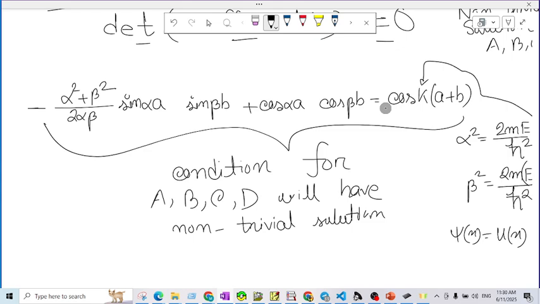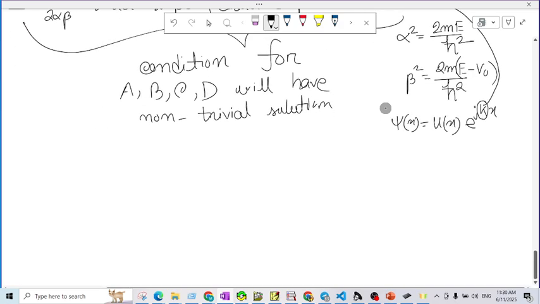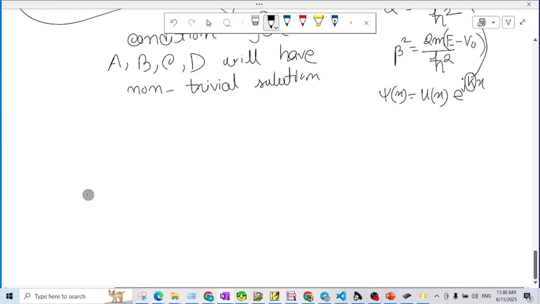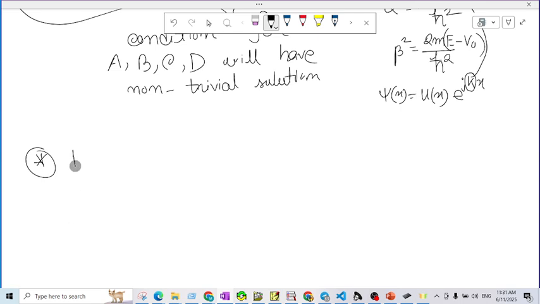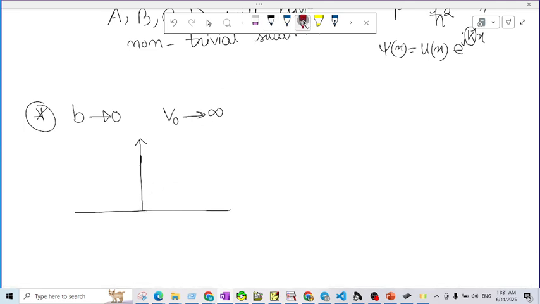Now let's take one case. Let's say that b tends to 0 and the potential energy v naught tends to infinity. What does it mean? If you remember, I have this kind of periodic arrangement where this is minus b and this was v naught, right?